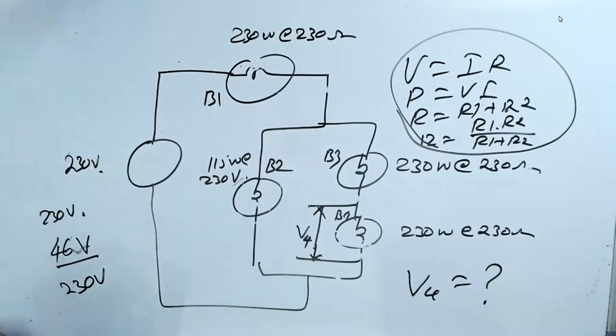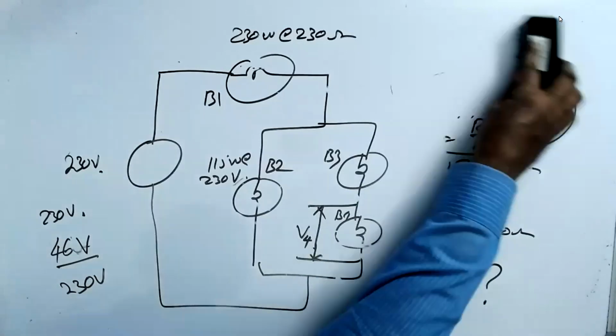Now I'll explain how I solve this. We have got 3 answers, all of them are wrong: 46, 230 and 230. I'll tell you how I solve the problem, then you will know. That is a method to solve the problem.